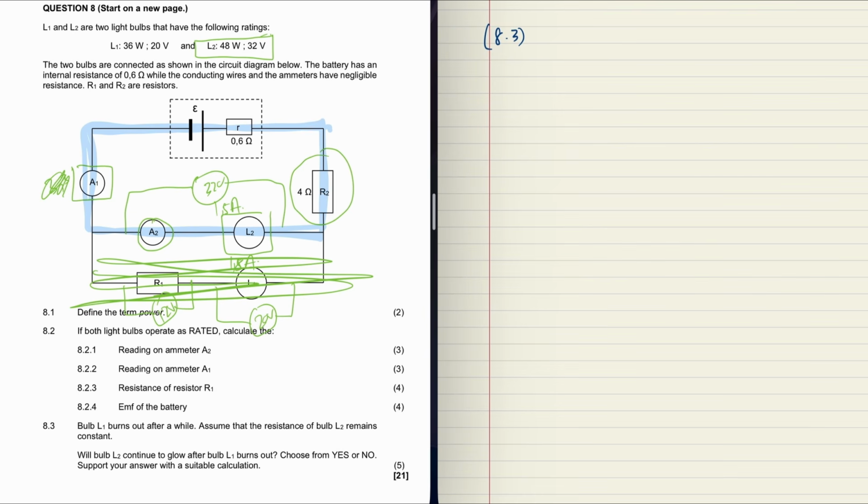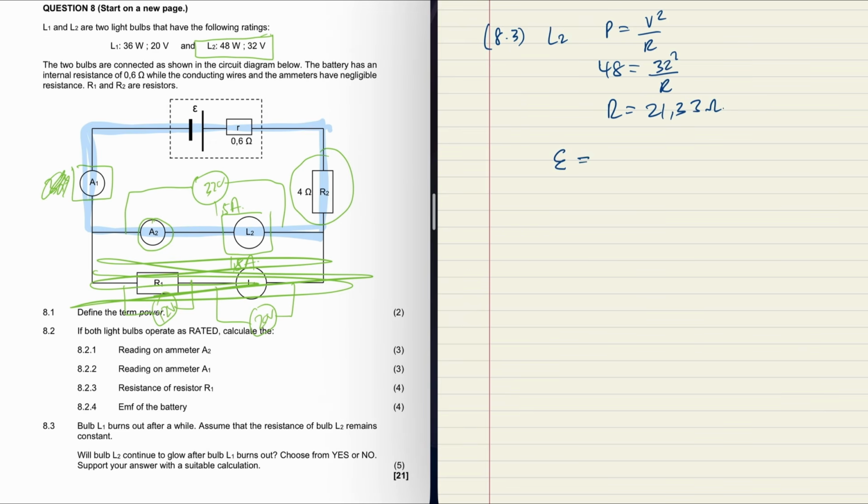So I'm going to use the formula again for L2. I'm going to say power is equal to V squared over R. The power for L2 is 48. That's equal to V squared, so 32 squared divided by R. R is then equal to 21,33 ohms.